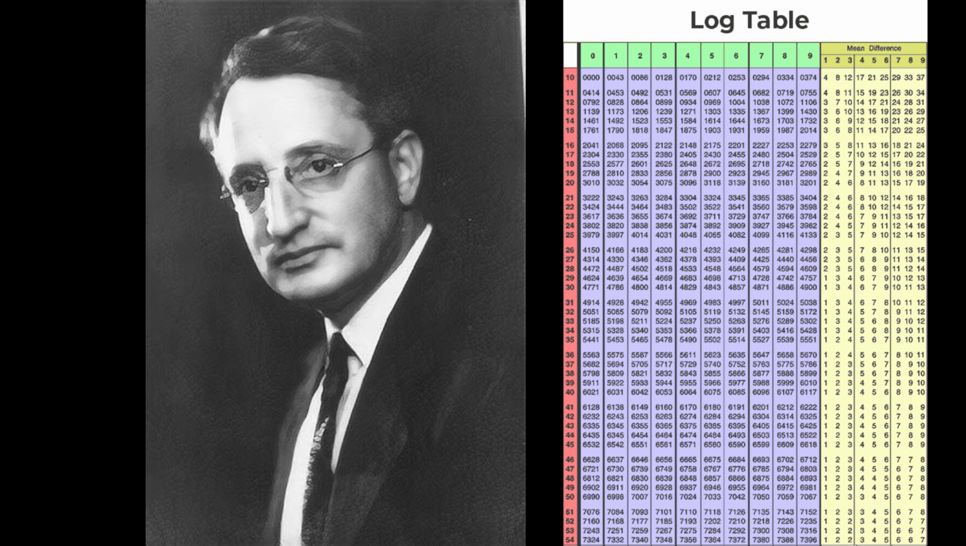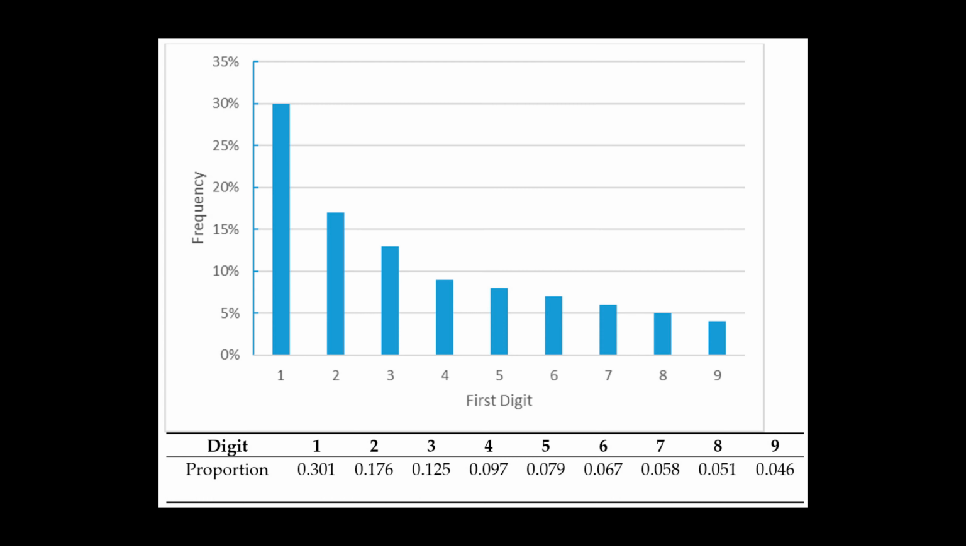In 1938, physicist Frank Benford stumbled upon a surprising discovery while thumbing through the pages of a logarithm book. He noticed that the pages corresponding to numbers starting with 1 were much more worn than those starting with higher digits. Intrigued, he analyzed datasets from various fields and found a consistent pattern. In many real-world datasets, the leading digit is more likely to be small. Specifically, 1 appears as the first digit about 30% of the time, while 9 appears less than 5% of the time. This curious phenomenon became known as Benford's law, or the law of first digits.